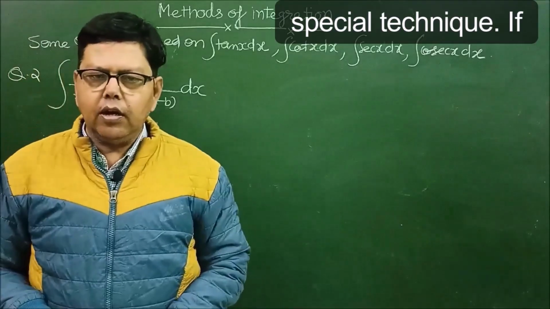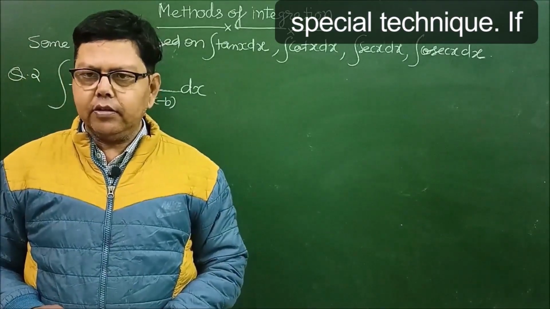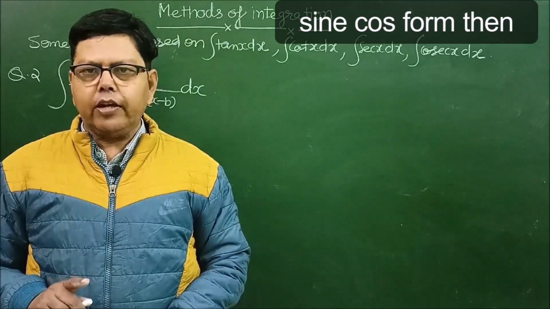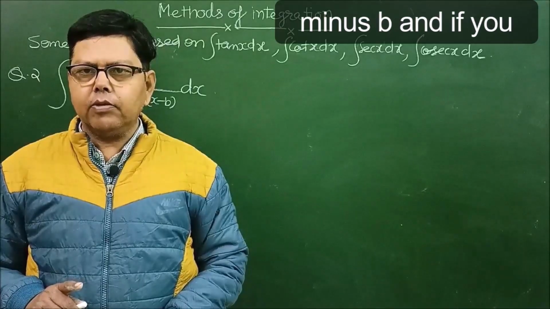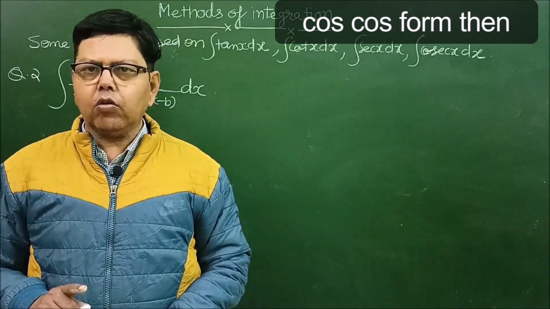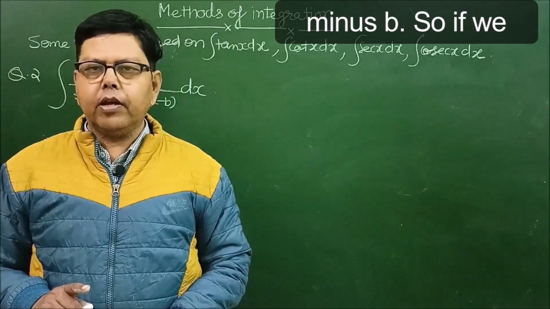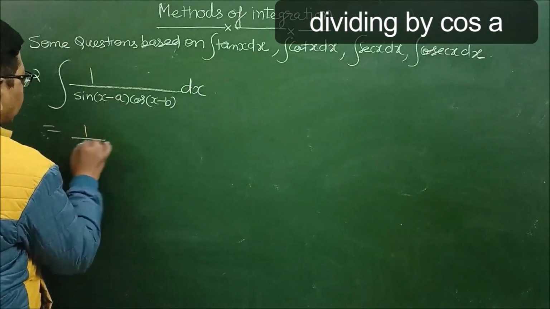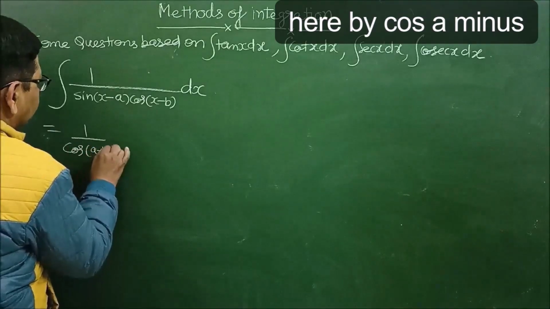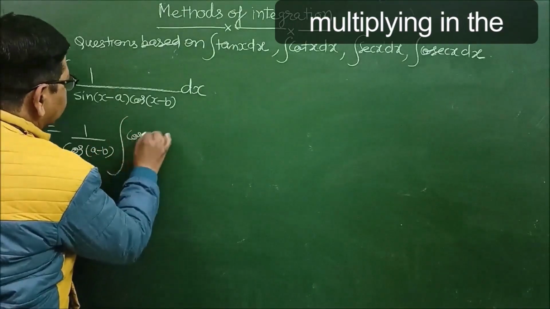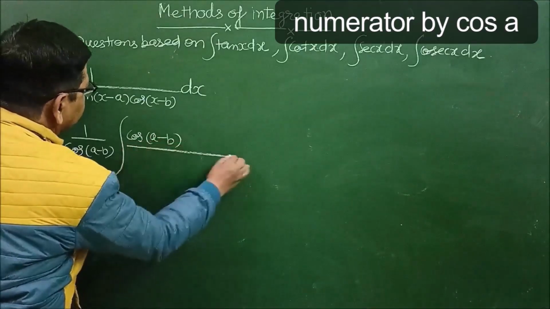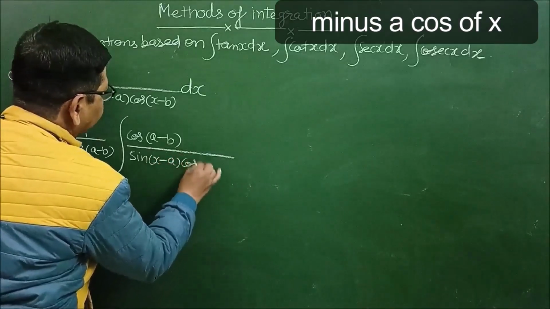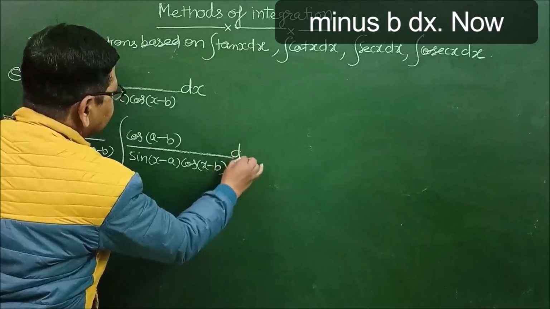This question has a special technique. If you have sine cos form, then multiply by cos (a minus b), and if you have sine sine or cos cos form, then multiply by sine (a minus b). So if we multiply here by cos (a minus b) and divide by cos (a minus b), then multiplying in the numerator by cos (a minus b), we get cos (a minus b) upon sine (x minus a) cos (x minus b) dx.